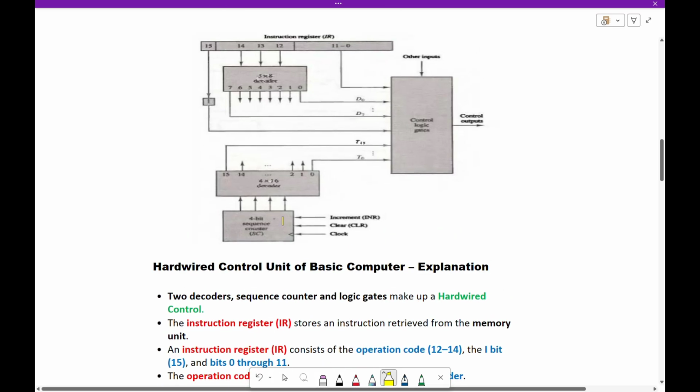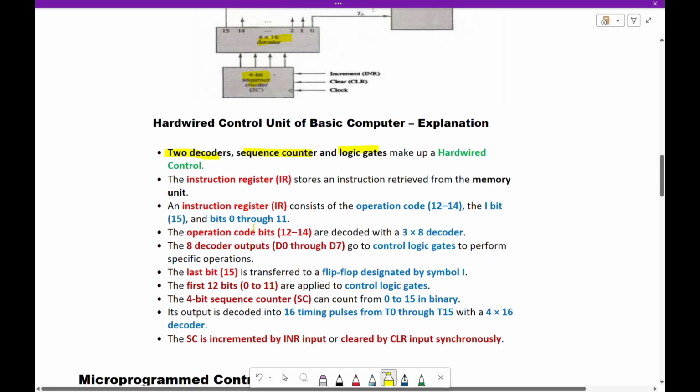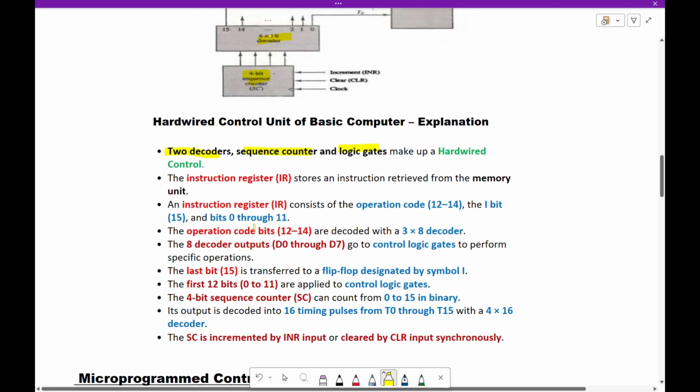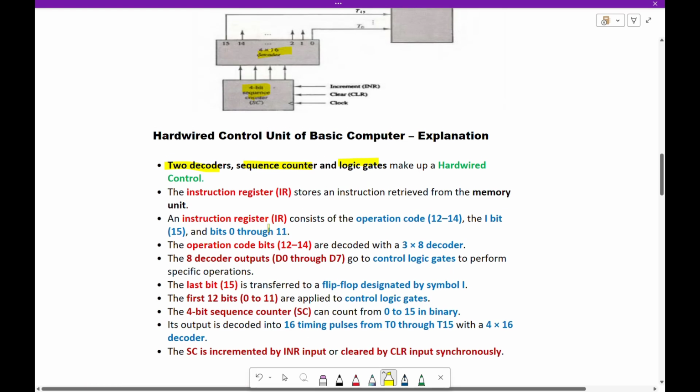A 3×8 decoder, a 4×16 decoder, control logic gates, and a 4-bit sequence counter make up the hardwired control unit, as you see here. The instruction register stores an instruction retrieved from the memory unit.